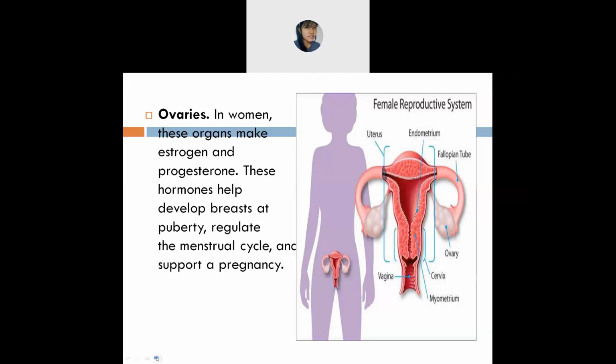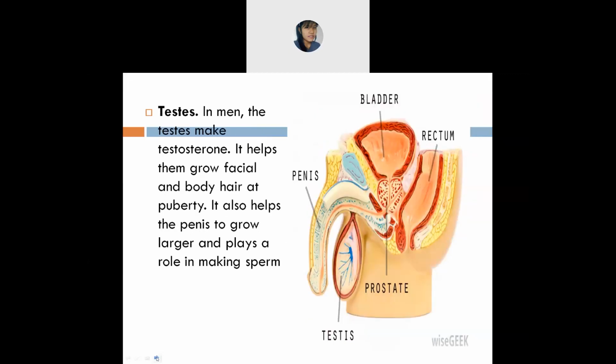Okay, let us go to the next, that is the testis. The testis, which you find in the male reproductive system. You'll find it here, and the testis releases a hormone known as testosterone. And what does this testosterone do?